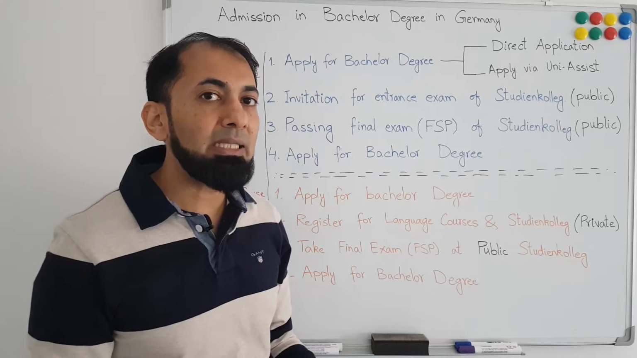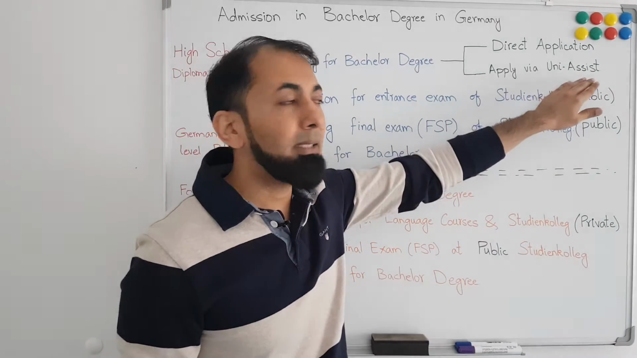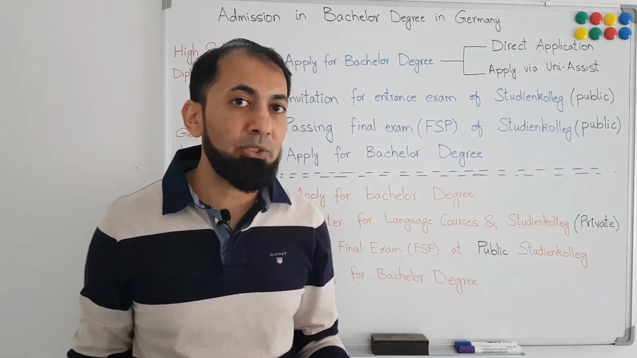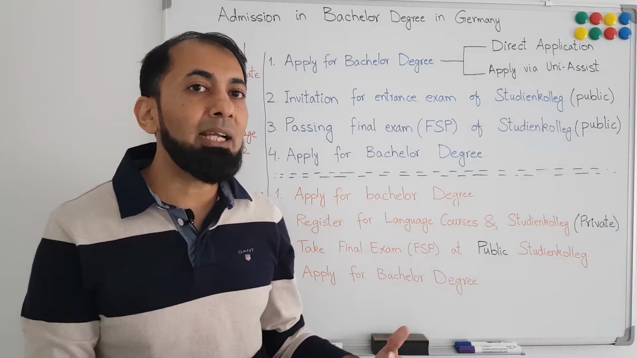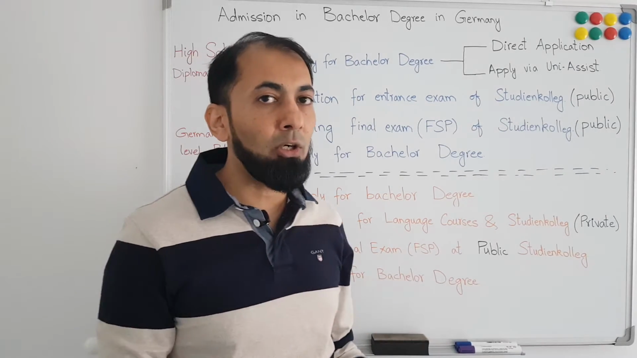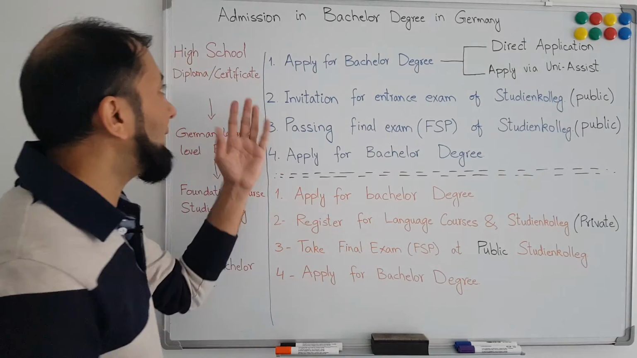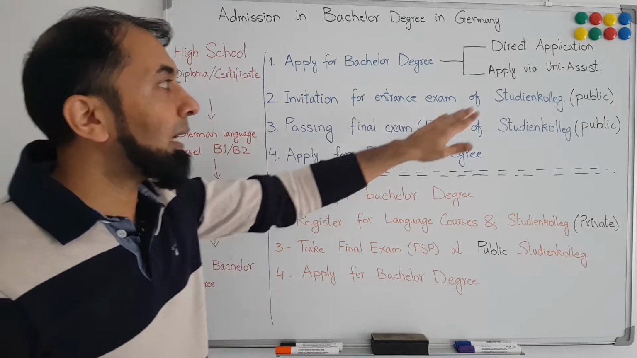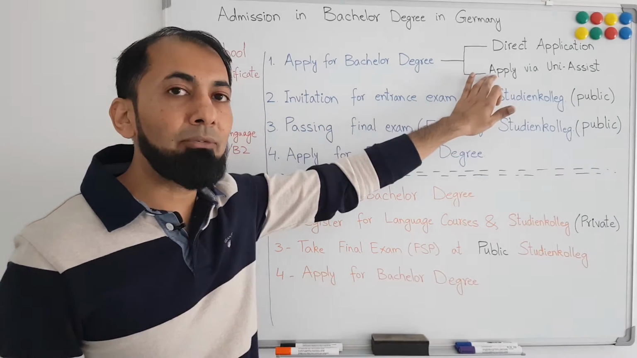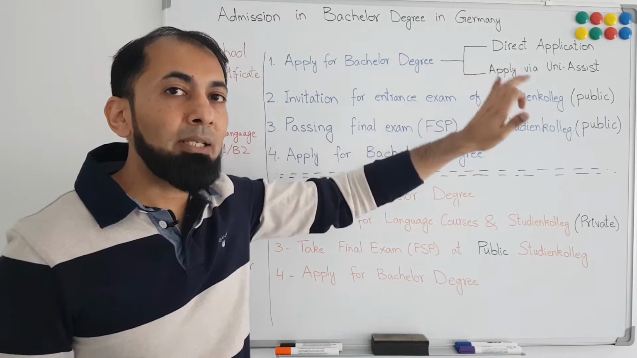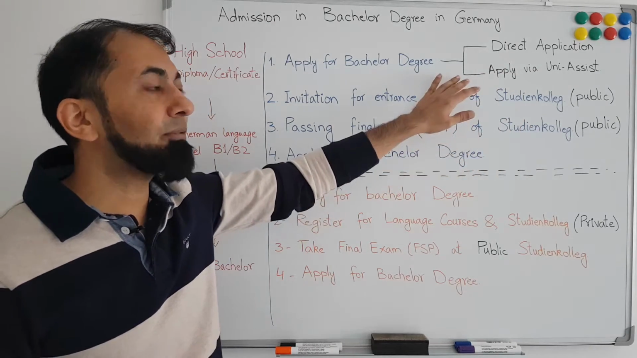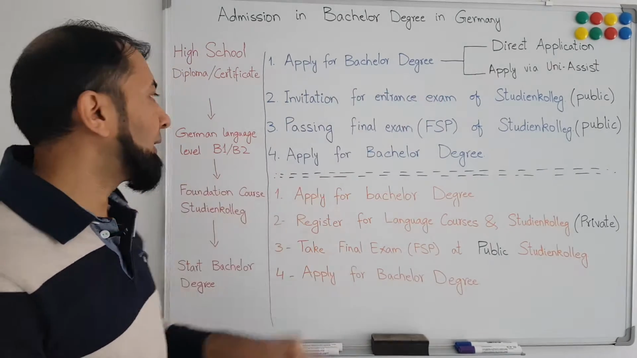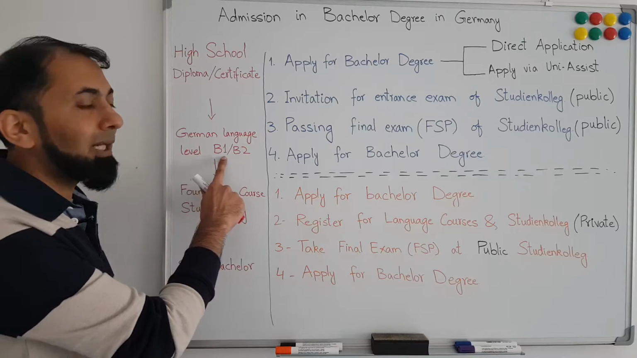Most of the universities have hired Uni Assist, which is a third body that evaluates the application documents from international students, and then they decide whether you qualify for the admission or not. Now if you have completed only a high school diploma or certificate of your home country, then the outcome here will be that you do not qualify for direct admission in a bachelor degree in Germany, and you have to do the foundation course.